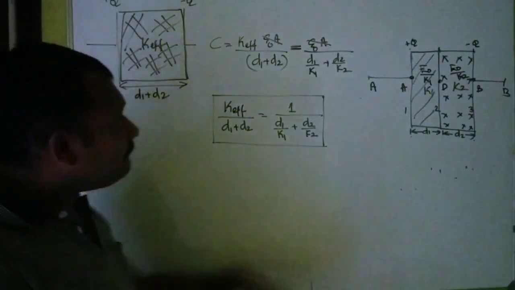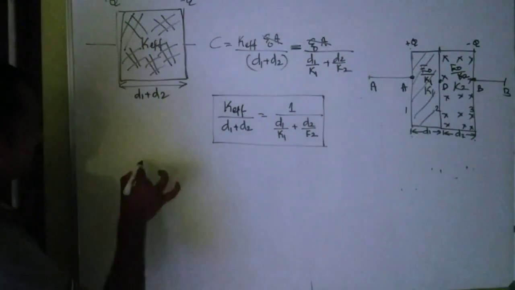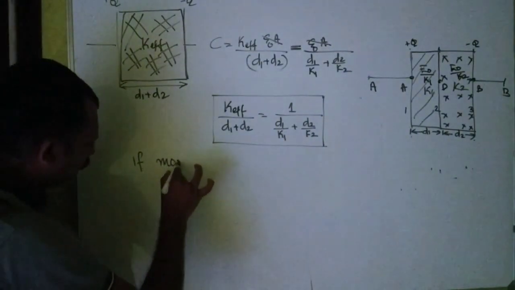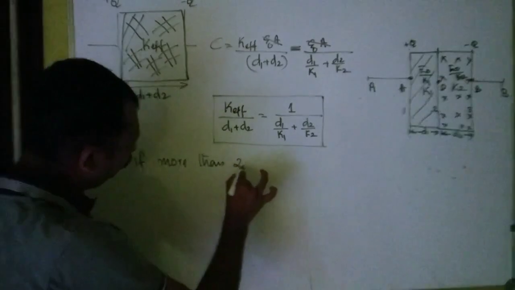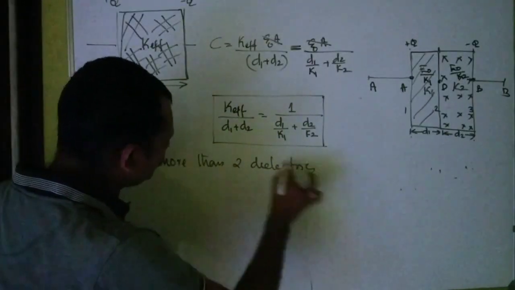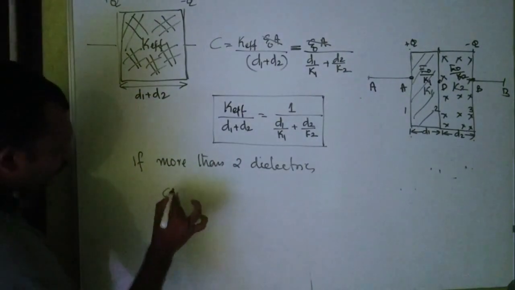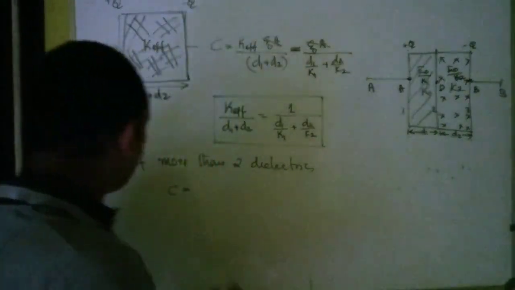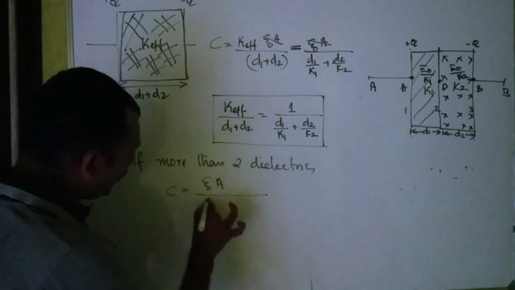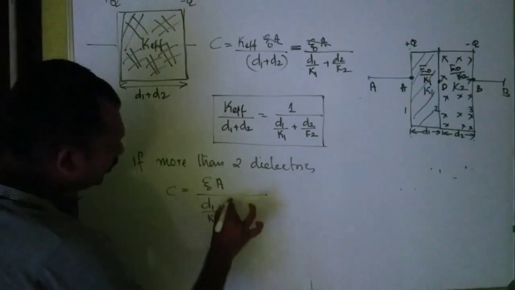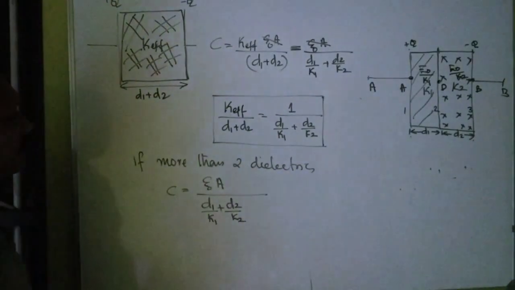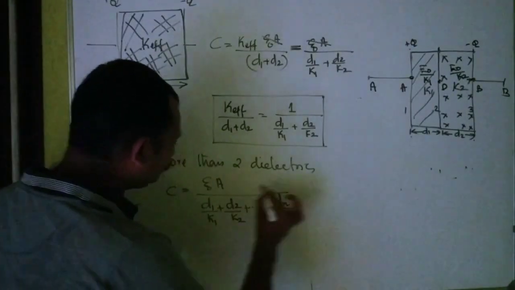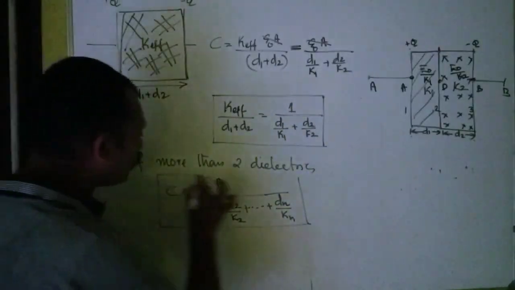Hope it is clear. So if we have more dielectrics, then what will be the effective capacitance? C effective if more than 2 dielectrics are present, then what will be our answer? C is equal to, now we can directly write that equation. When we have 2 dielectrics, we got epsilon 0 A divided by D1 by K1 plus D2 by K2. If you have more dielectrics, then we add etc. plus Dn divided by Kn. This is the answer we are getting if you have more than 2 dielectrics.